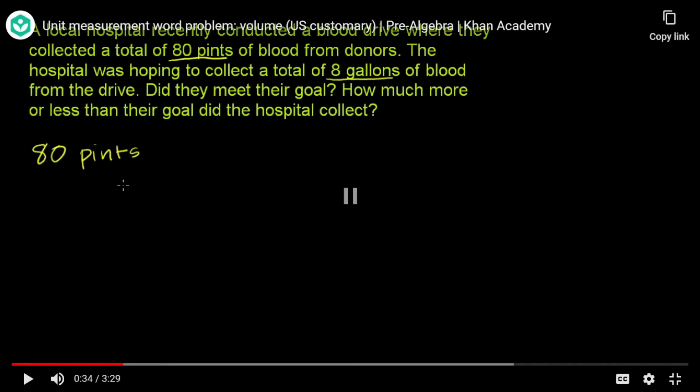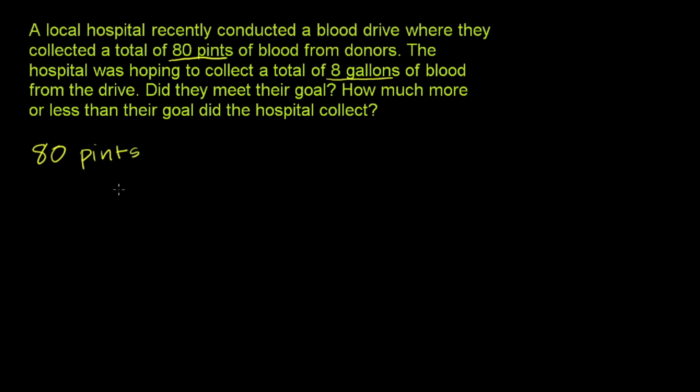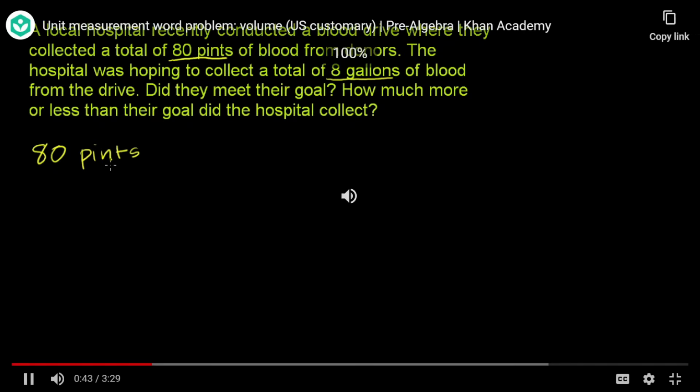You may or may not know how many pints there are per gallon, so let's just go straight to quarts first, and then from quarts we can go to gallons. But if you know right from the get-go how many pints there are per gallon, you can go there. So let's convert this to quarts.